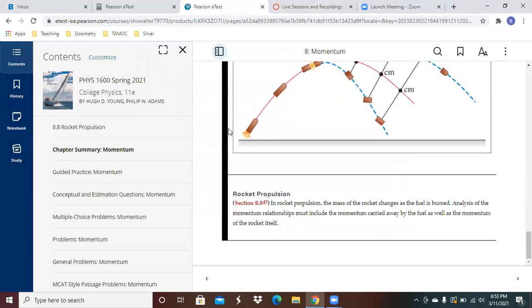So those are the basics of chapter 8. I know that's a lot of material to go through, and it went fairly quickly, but do you have any questions at this time about that? No, I don't have any questions.